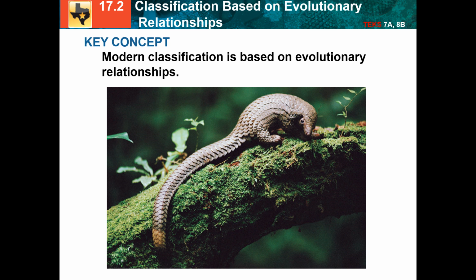Alright, this is chapter 17, section 2, and it's on classification based on evolutionary relationships. So the key concept here is that modern classification is based on evolutionary relationships. In the last video, we were talking about the Linnaeus system of classification, and I mentioned how Linnaeus lived in the 1800s, and he didn't have the benefit of DNA and all the other advances in science that we've made since then. So that's what this word modern is referring to, is how we classify organisms today, based on our understanding of biology.